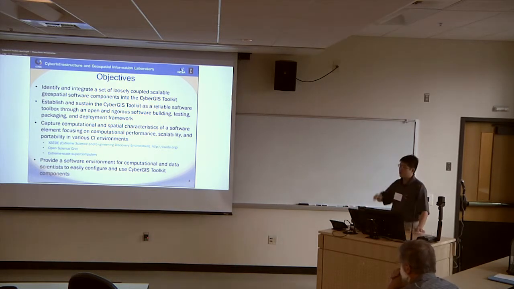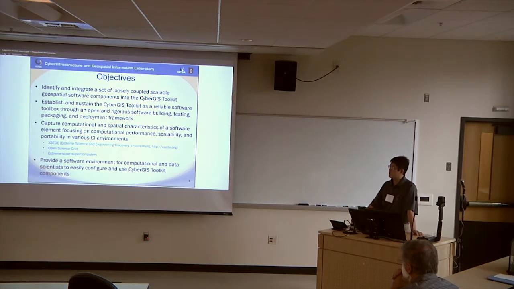These are the objectives. The first objective, of course, is to gather and deliver a collection of software components into this toolkit. We'll demonstrate the first set of components later. The second, I think, is quite important, and probably the most time-consuming part, is the establishment and the maintenance of the CyberGIS Toolkit integration process, this framework, so that in the future, as more components are added in, our approach can be scalable.